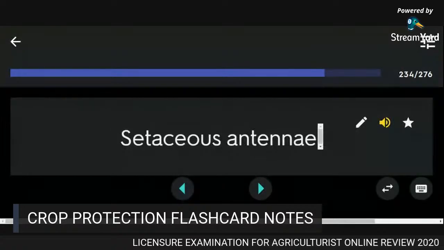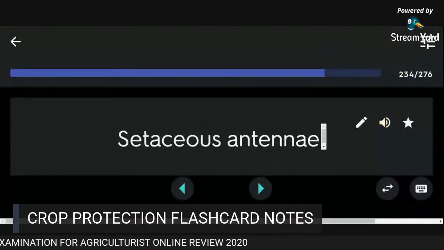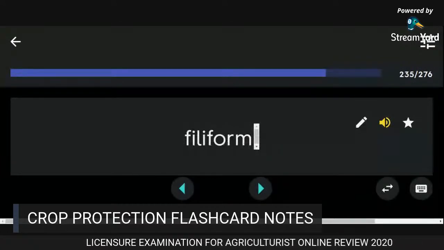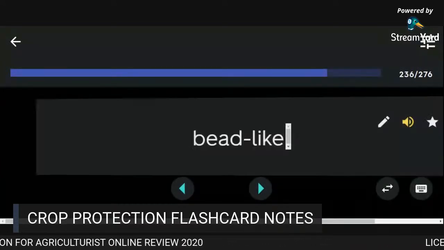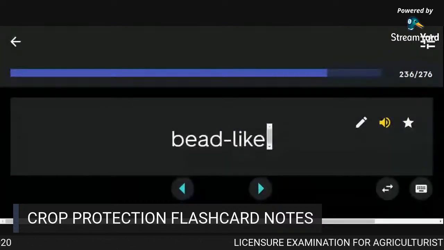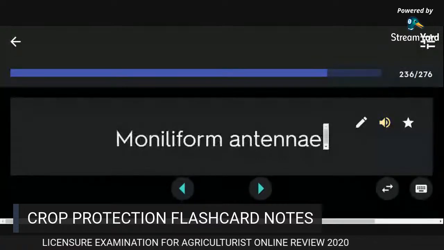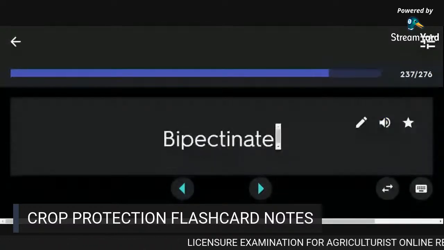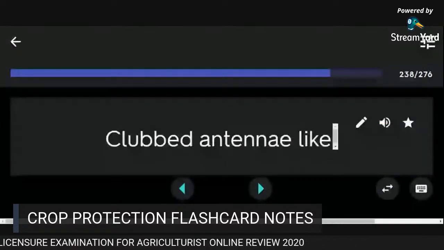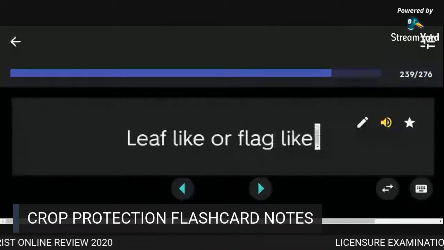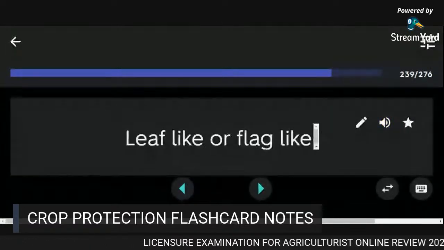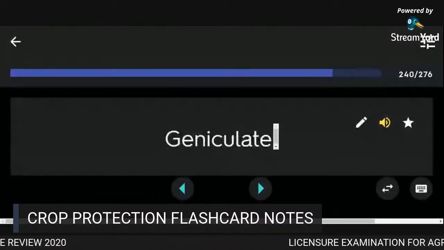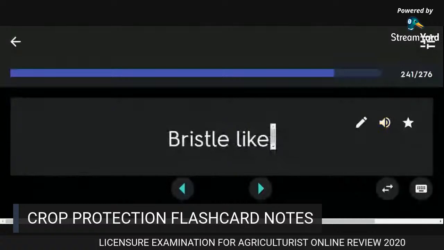Types of antennae. Setaceous antennae: thread-like, filiform. Bead-like, moniliform antennae. Feather-like, bipectinate. Clubbed antennae-like, clavate. Leaf-like or flag-like, lamellate. Elbowed, geniculate. Bristle-like, aristate antennae.